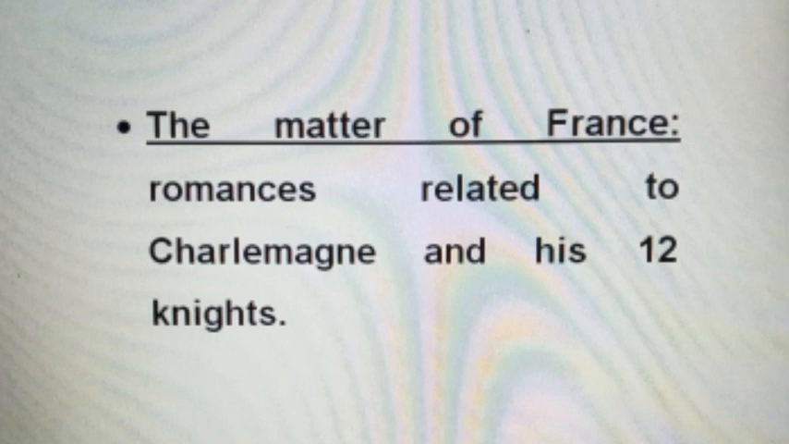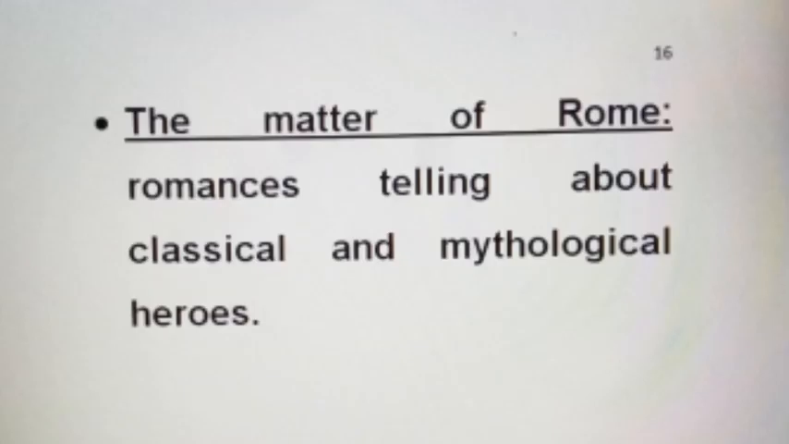The Matter of Rome romances telling about classical and mythological heroes. And the third one, the Matter of Britain, are romances connected with King Arthur and his knights.